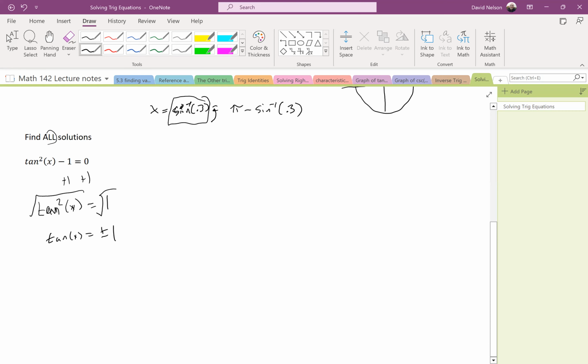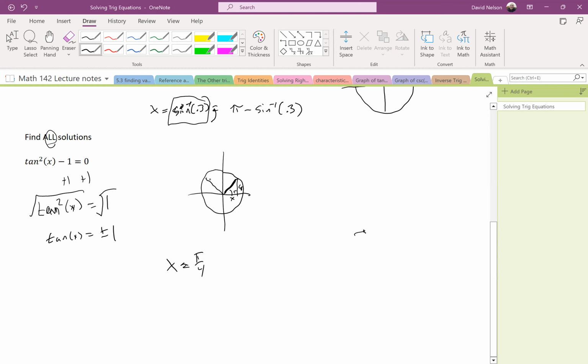And my goal this time is to find all the solutions. Let's do it with the unit circle. The tangent is the y coordinate divided by the x coordinate. So at places where you look at that ratio and come up with 1, the x and the y coordinate have to be the same. So that's 45 degrees. One of the solutions is going to be pi over 4, or 45 degrees.